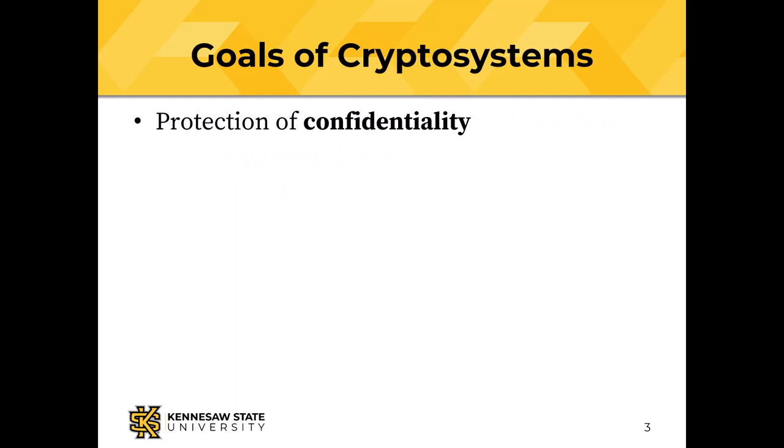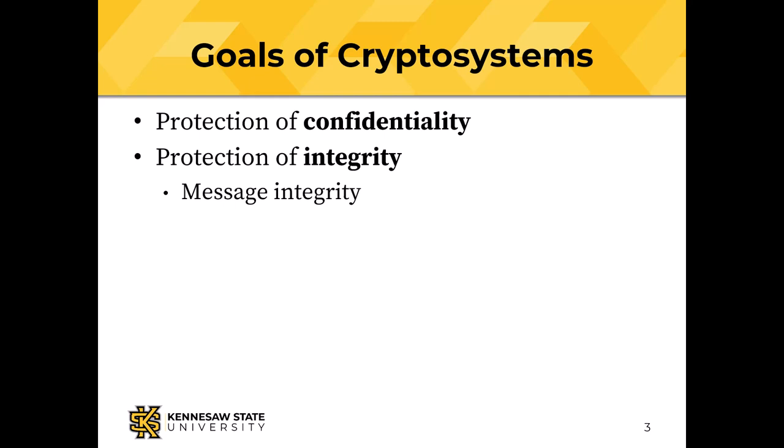There are two goals of cryptographic systems. One of them is protection of confidentiality. If I encrypt something, presumably the adversaries, the bad guys, can't read it. The other one is protection of integrity. And there are a couple of ways that cryptography protects integrity. One of them is message integrity. We can assure ourselves that a message has not been tampered with, that nobody has changed the $1 check into a $1,000 check, for example.